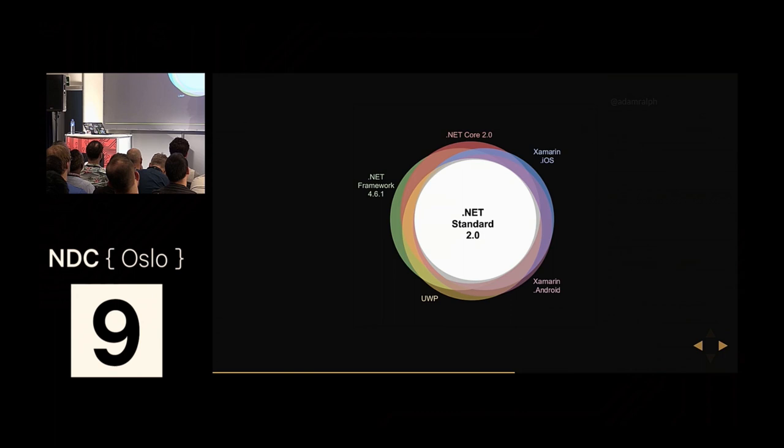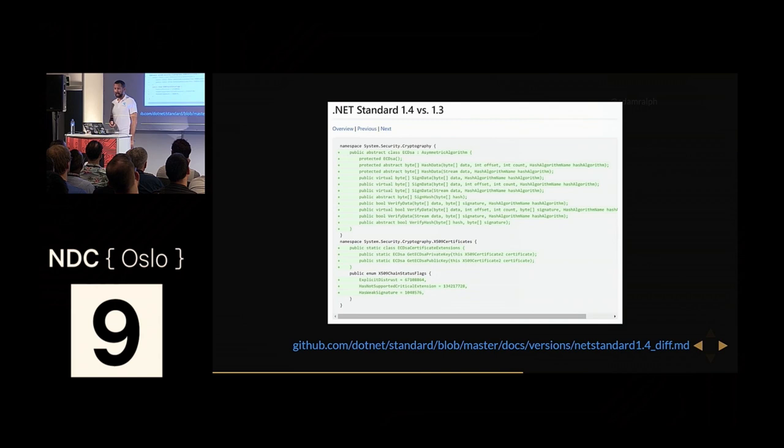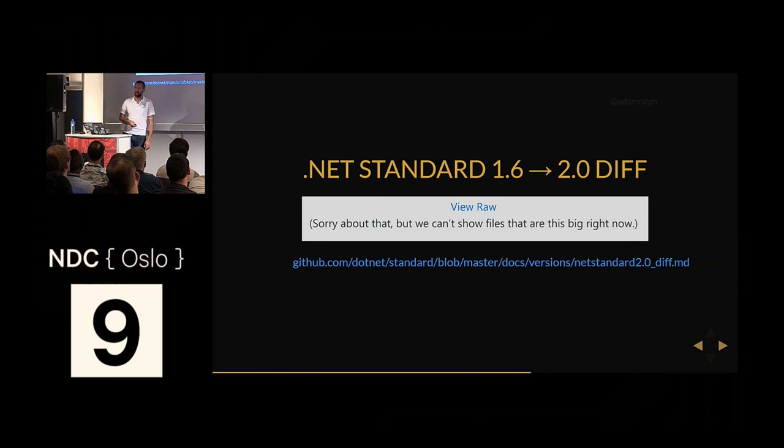And the difference is vast. There are something like 13,500 APIs, which are basically methods and properties, in .NET Standard 1.6. In .NET Standard 2, there are around 33,000. So I think it's something like a 142% increase on .NET Standard 1.6, which is quite huge. And I showed you this difference earlier between .NET Standard 1.4 and 1.3. If you try and look at this for .NET Standard 2 and 1.6, GitHub just gives up. It is just too big to even render. So the difference is vast.